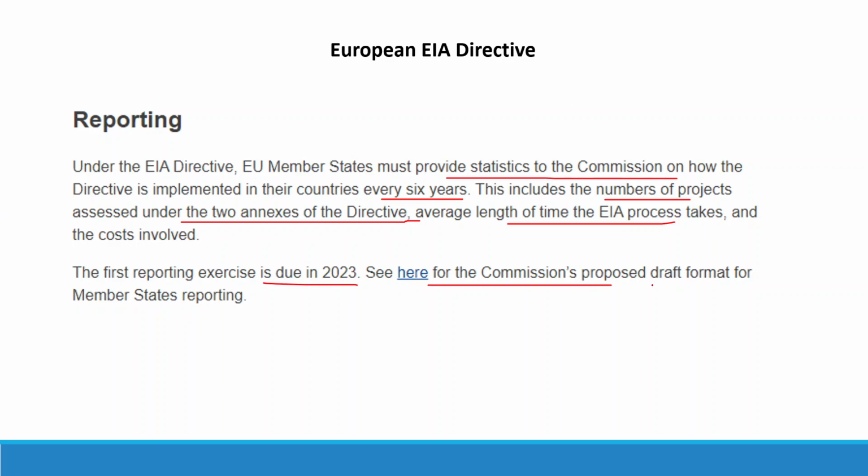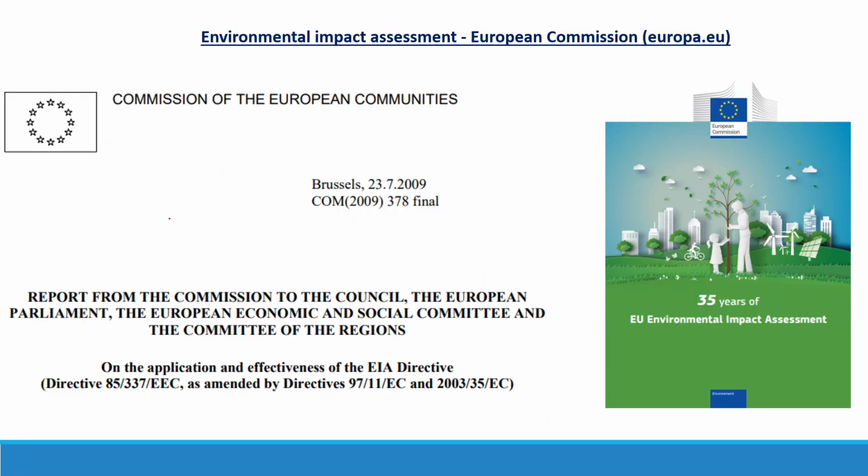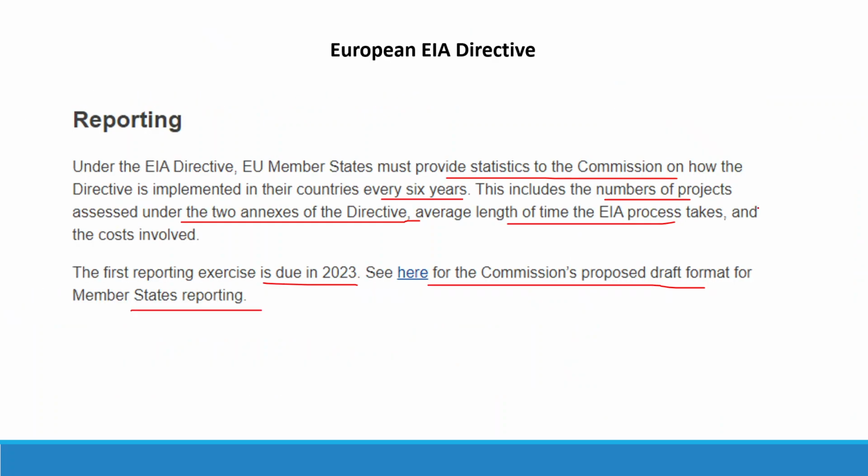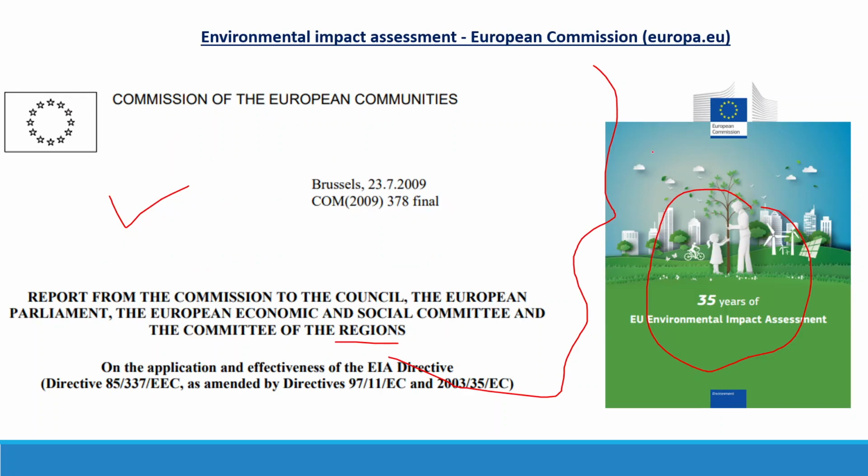Okay, so see here for the Commission proposal draft on member states reporting. This is actually the report from the Commission to the Council, European Parliament, European Economic and Social Committee and others. This is the directive I downloaded from the European Commission website, and this is the report we are talking about. They have published a report on 35 years of EU environmental impact assessment. Okay, so this is quite comprehensive.